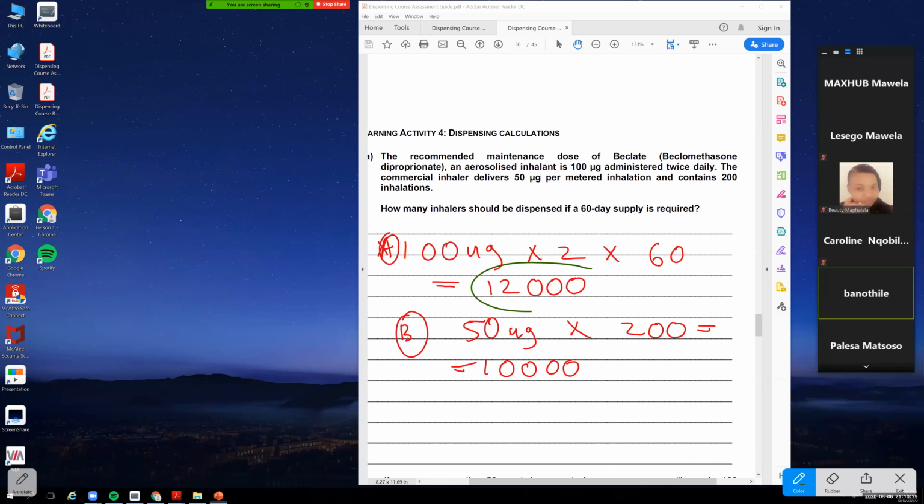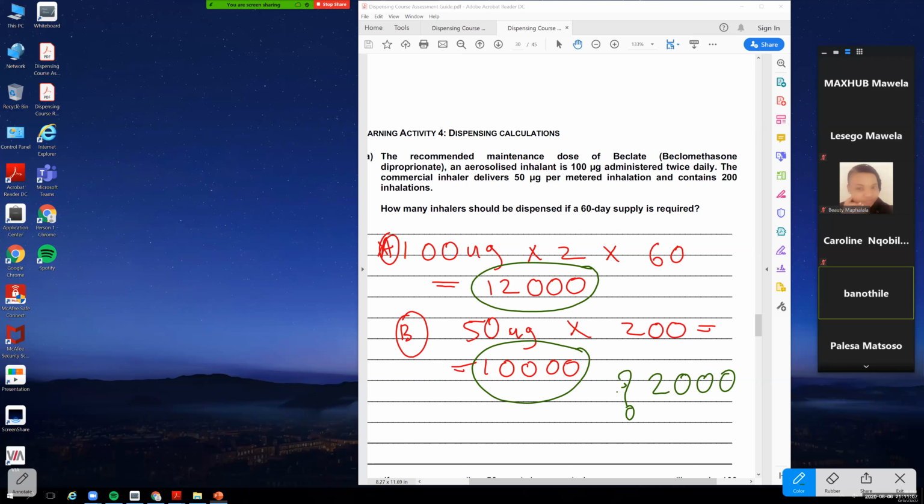So for the patient to have enough medicines, the patient needs 12,000 inhalations. However, one pump would only be able to provide the patient with 10,000 inhalations. That means we are running short of how many inhalations? 2,000 inhalations. So if you give one pump inhaler, the patient is going to run out of stock, right? And they will come back with an asthmatic attack.